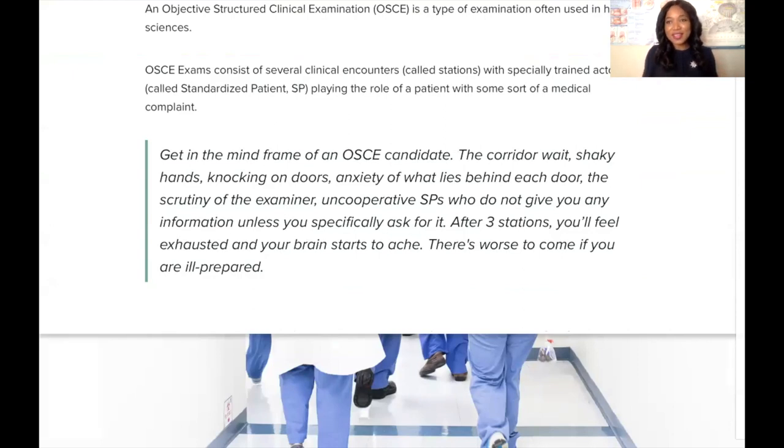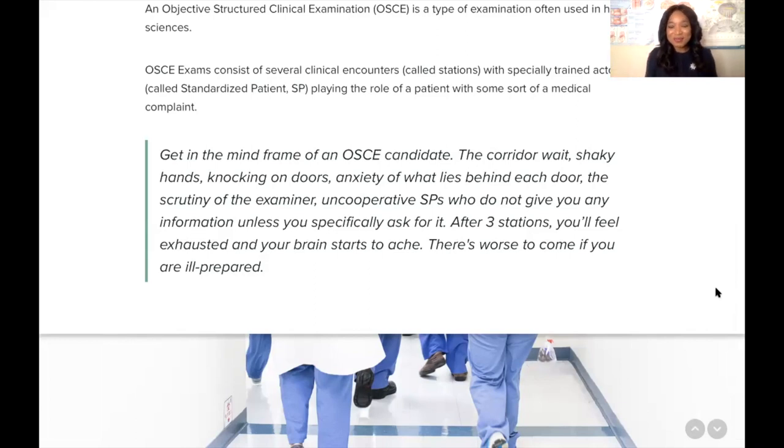The next thing is, let's get in the mind frame of an OSCE. I like to say that the best person to tell you about a journey is someone that has been on that journey. Who is the best person to tell you about an OSCE? The person that has just written an OSCE, right? They know how it feels and what it means to interact with the patient. Let me paint a mental picture for you.